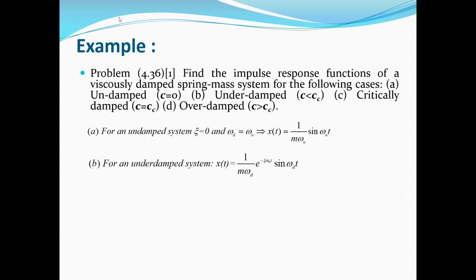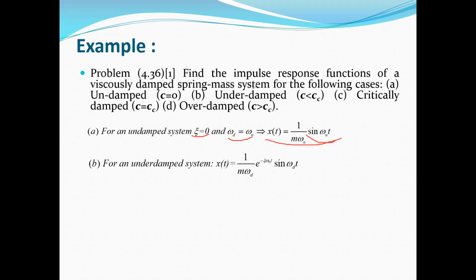For part A, when we deal with an undamped system, we know that psi is 0 and omega d, or the frequency of the damped vibration, is equal to the natural frequency of the system. So if you substitute this value into the equation for the impulse response, you can extract that x(t) is equal to 1 over m omega n, where m is the mass of the system, omega n is the natural frequency, times sine omega n t. So this is the response for an undamped system.